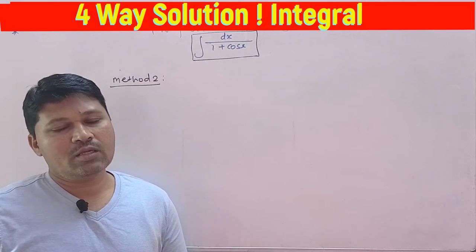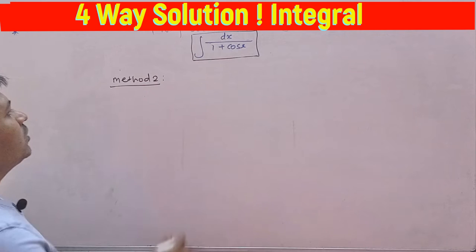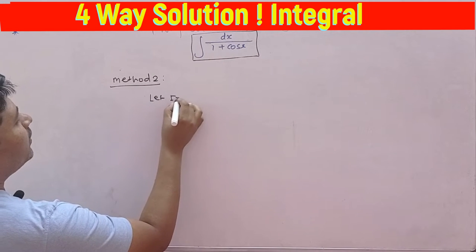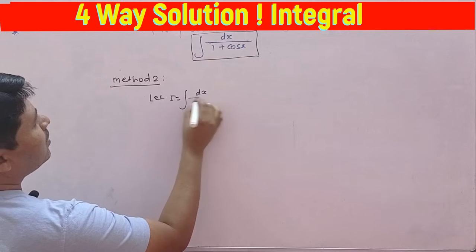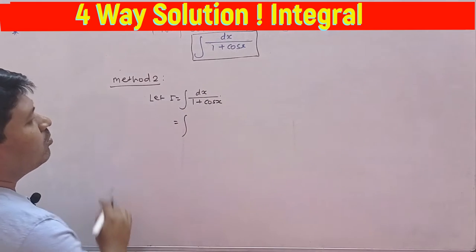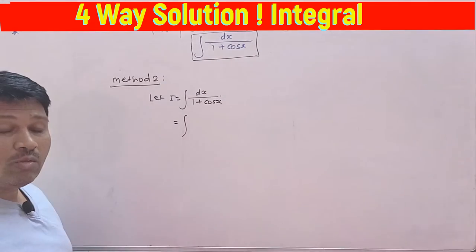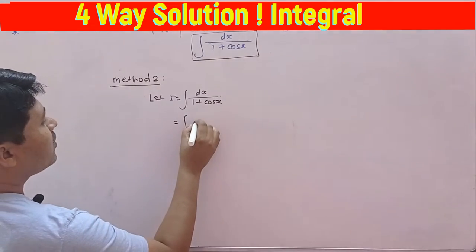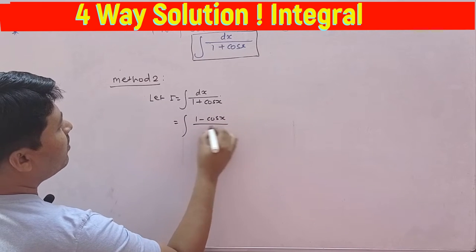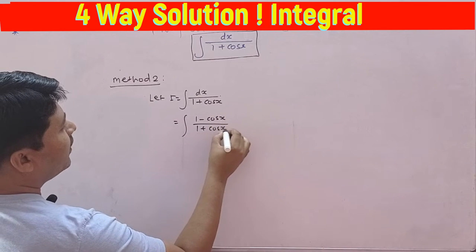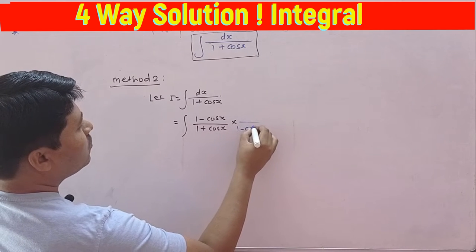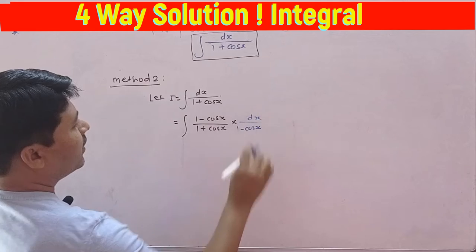Now let's start method 2. We can find the solution by using method 2. Let I be equal to the given integration dx upon 1 plus cos x, and I multiply the numerator and denominator by 1 minus cos x. Therefore, we get 1 minus cos x divided by 1 plus cos x into 1 minus cos x, dx.